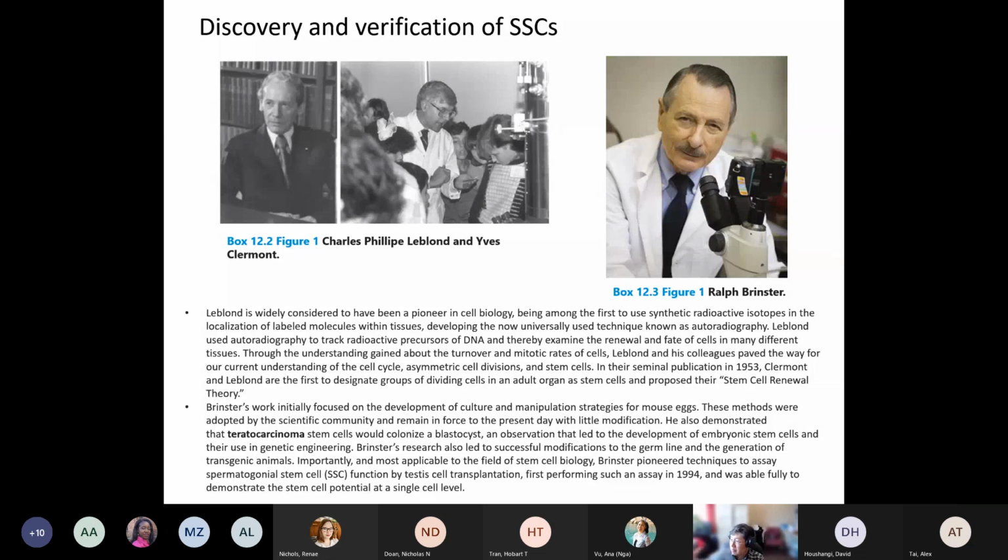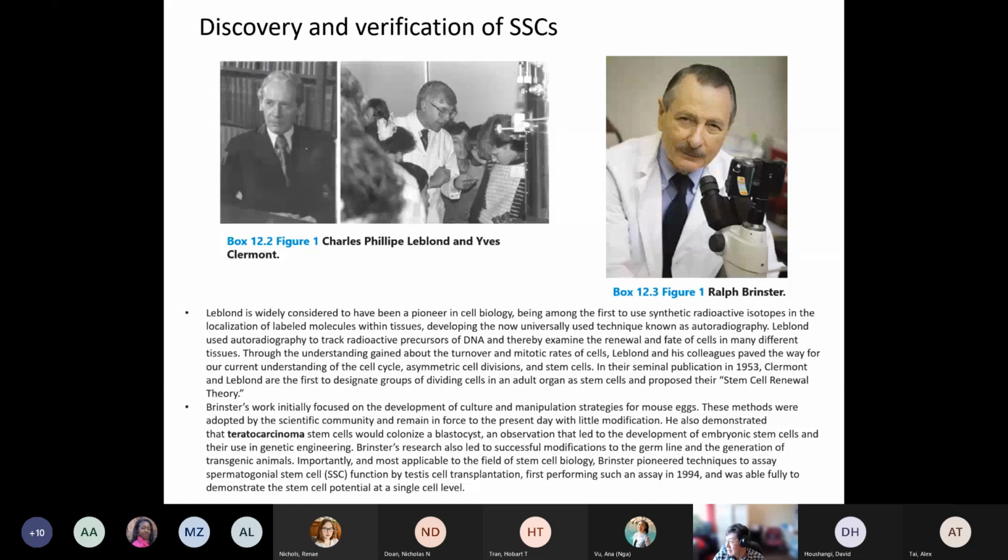So this scientist was one of the first to label the DNA with radioisotope. Therefore, he provided the foundation for our understanding of the cell cycle, asymmetrical cell division, and of course, stem cells, because stem cells use asymmetrical cell division. They differentiate to give rise to progenitors while they keep their identity by generating another copy of themselves. Therefore, the division is asymmetrical. So he studied that. He basically laid out the concept of stem cells.